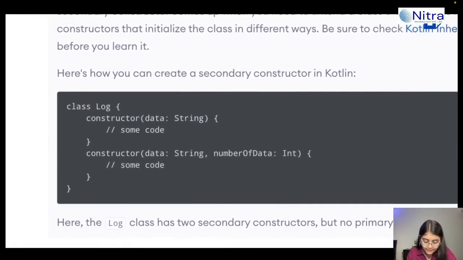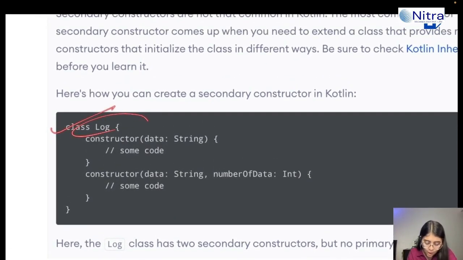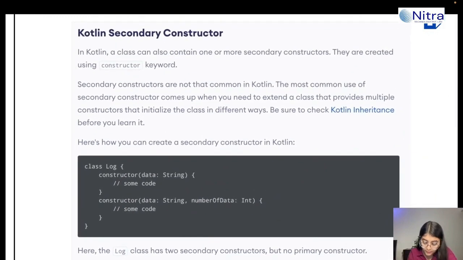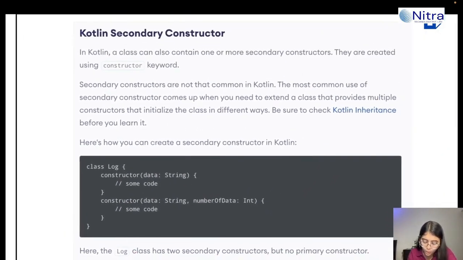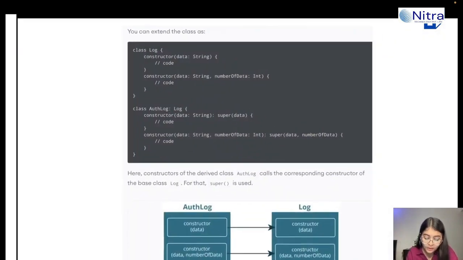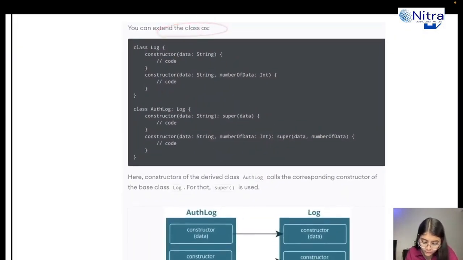Here is the syntax. Let's say the class name is Log. If you want to create a secondary constructor, use the keyword constructor, and then you pass one parameter. Then another constructor keyword, and you pass two parameters here. Here the Log class has two secondary constructors but no primary constructor at all. You can extend the class in this way.